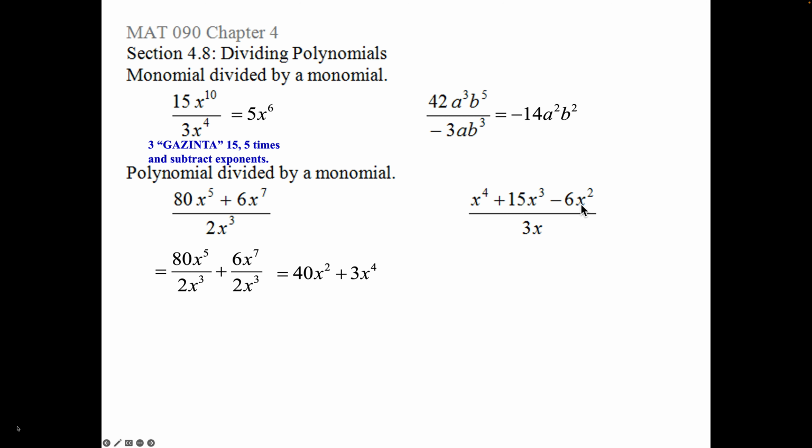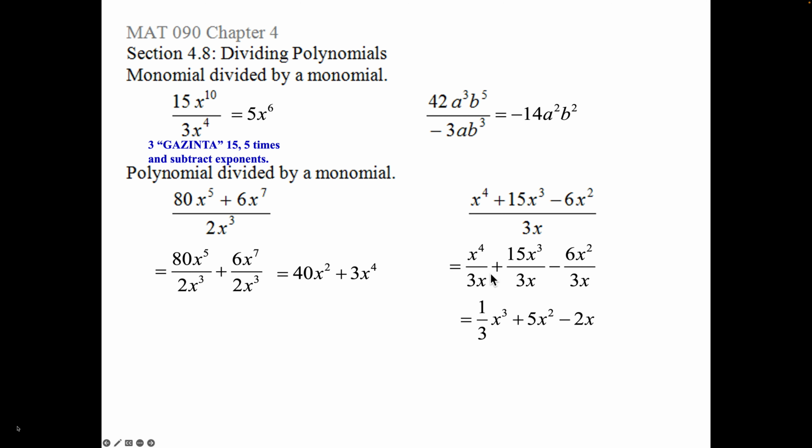Here, if there's 3 terms, 1 term on the bottom, we just write 3 fractions. So here, this first term, I can only cancel the x's, so this would be x cubed over the 3. We'll have 15 divided by 3 is 5. X to the third divided by x gives me x squared, 3 minus 1, so 5x squared, minus 2x to the first.